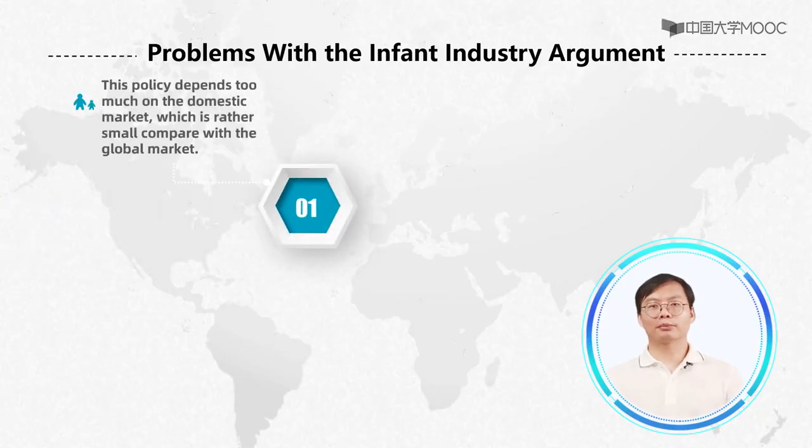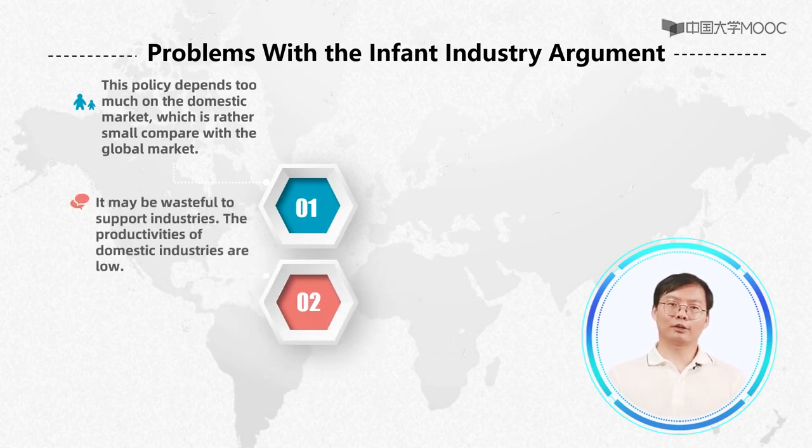However, many problems emerge. First, this policy depends too much on the domestic market, which is rather small compared with the global market. Second, it may be wasteful to support industries. The productivity of domestic industries is very low because of lack of competitiveness. They cannot compete globally and achieve exports. With protection, infant industries may never grow up or become competitive. Domestic industries are discouraged from developing their competitiveness because of strong protection.